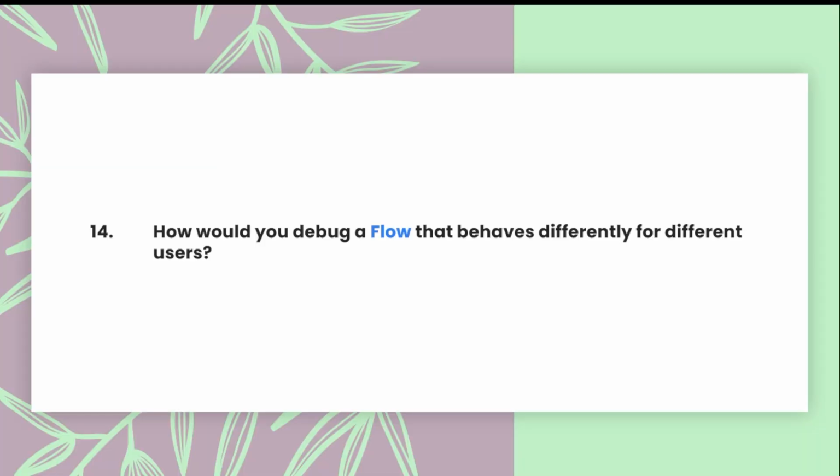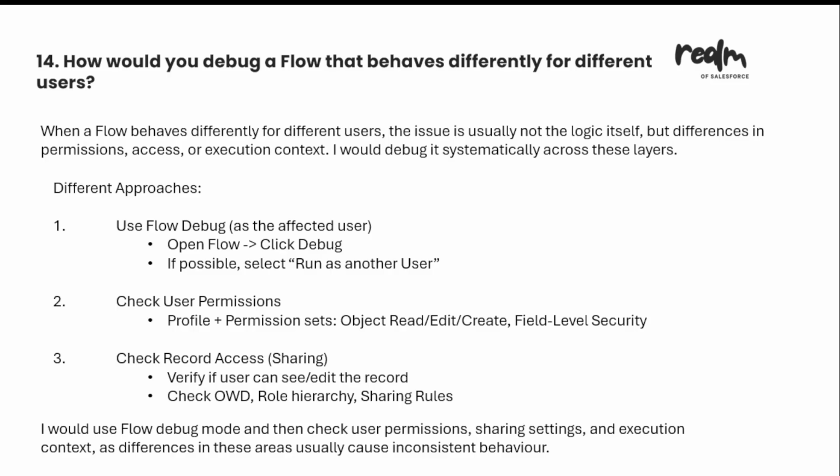How would you debug a flow that behaves differently for different users? There are multiple approaches. First, we can open that flow, click on debug, and run it as another user. Also we can check user permissions, whether the user has the right permissions or not, in the profile and permission sets.